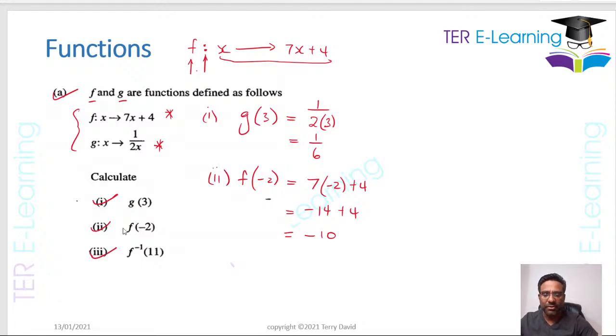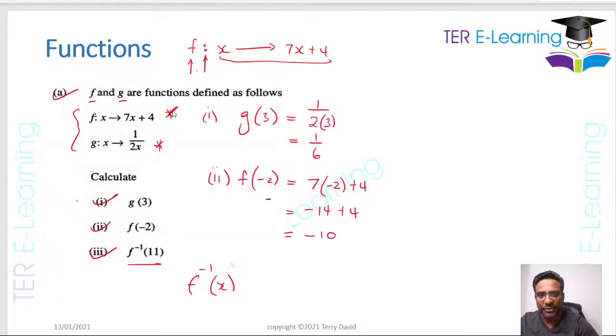Now the third part is a little longer. Whenever you see a function that looks like this, f to the power minus 1, that's what we call the inverse of a function. You need to be able to find the inverse of a function. There's a procedure that we have to use in order to find it, so I'm going to go through the procedure here.